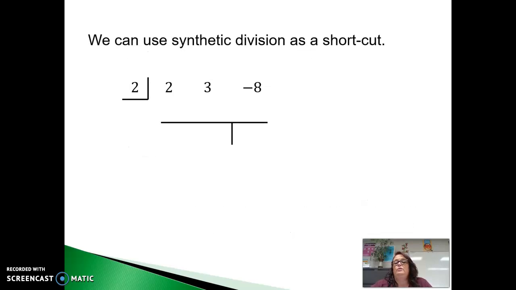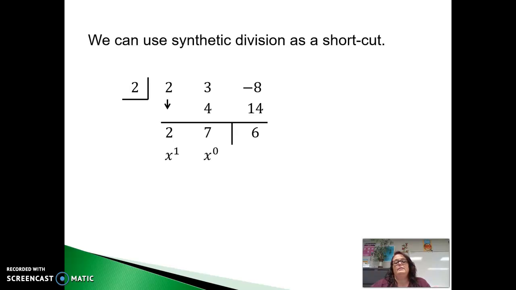Okay, you can also use synthetic division as a shortcut. So notice I took all of the coefficients of each of the variables and put them across the top. Synthetic division says drop the 2, and then you do the 2 in the corner times this 2 gives me 4, and then you take their sum, so 3 plus 4 is 7, and then you're going to take this 2 times 7 and you get 14, and then you add those together and you get positive 6.